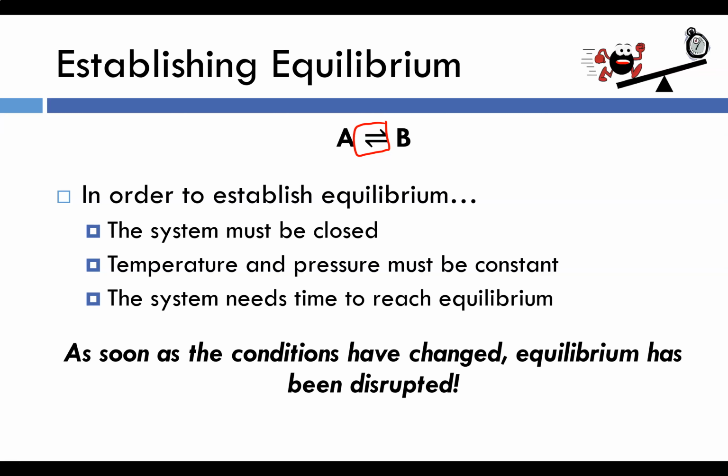Once you start to play around with any of these factors, you open the system and you either add or remove some of the products or reactants, you change the temperature or pressure, you don't give the system enough time to reach equilibrium, you have disrupted things and you really can't apply what we're going to talk about today. So we're going to make the assumption that all of those conditions have been met and we are definitely looking at a system that is at equilibrium.